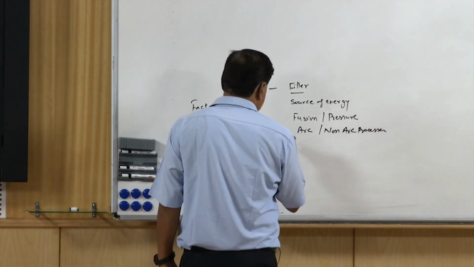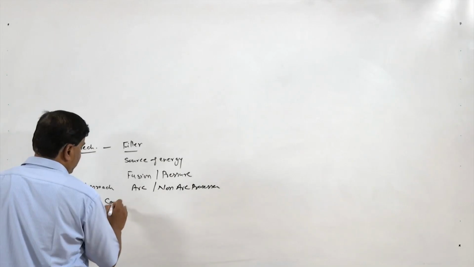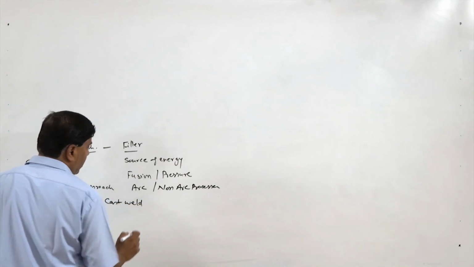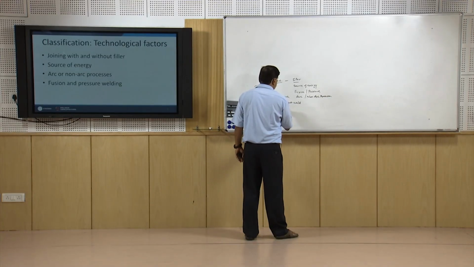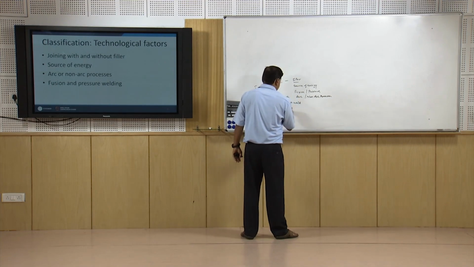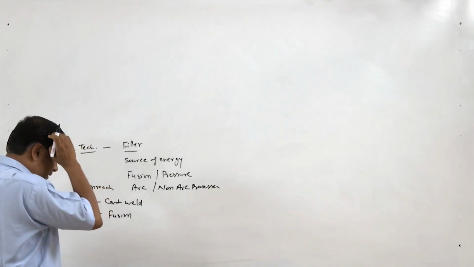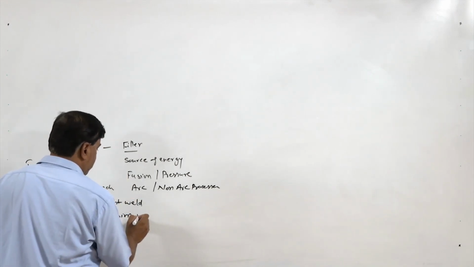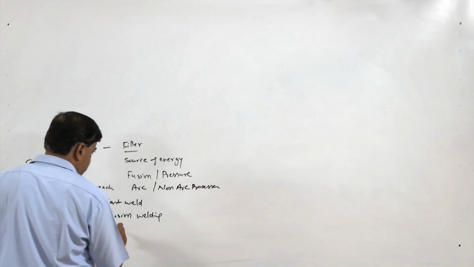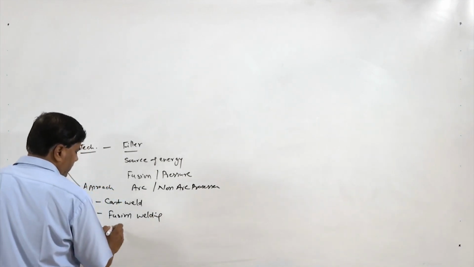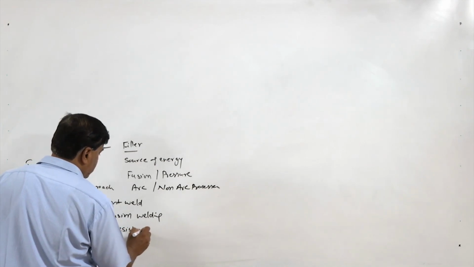Another one, the approach of developing the weld joints, involves the use of cast weld processes, where it is expected that molten metal will be fed from the outside for developing the joint. Then there are fusion welding processes, where the melting of the faying surface is achieved for developing the joint and achieving the metallic continuity. And the third is heat being generated through electrical resistance heating.